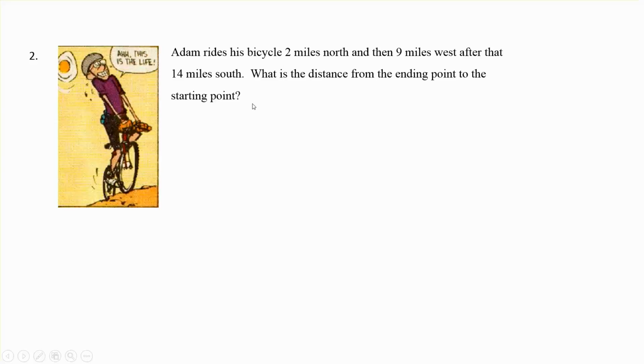To answer this story, we should draw Adam's trip. Start with the original point or the starting point. From here, Adam goes to the north for 2 miles. And then he goes to the west for 9 miles. After that, he goes to the south for 14 miles. Now the question is, what is the distance from the ending point, which is S, to the starting point, which is O, or the length of SO?